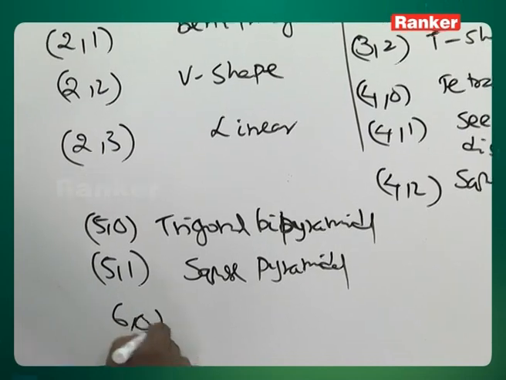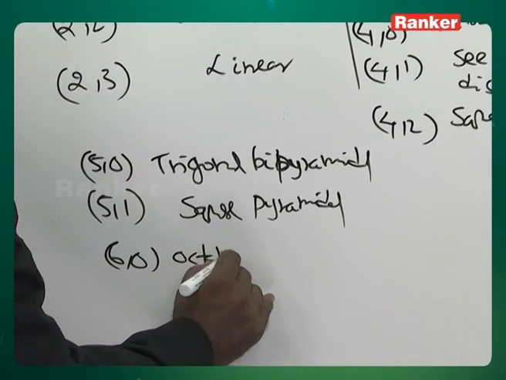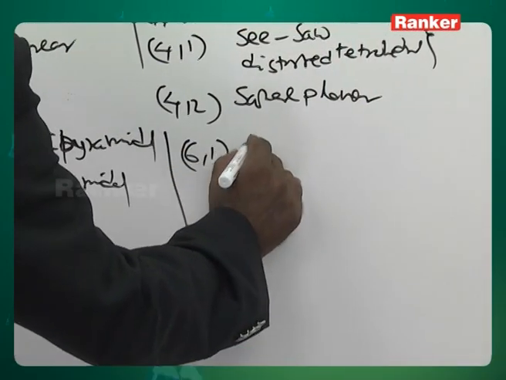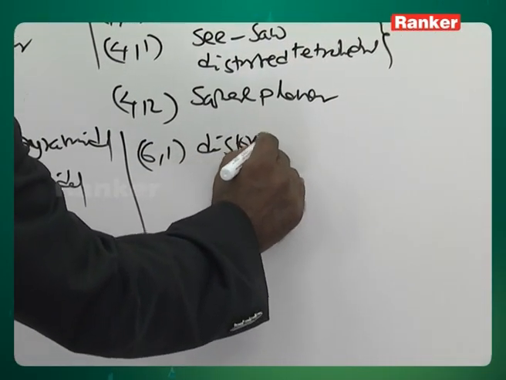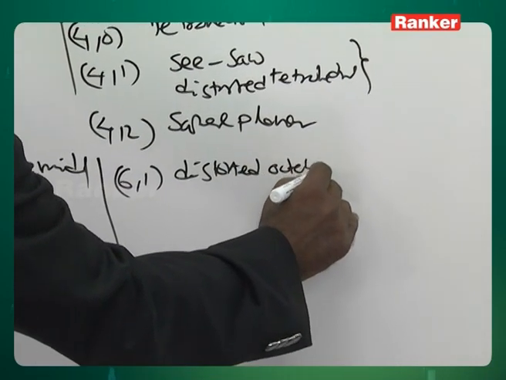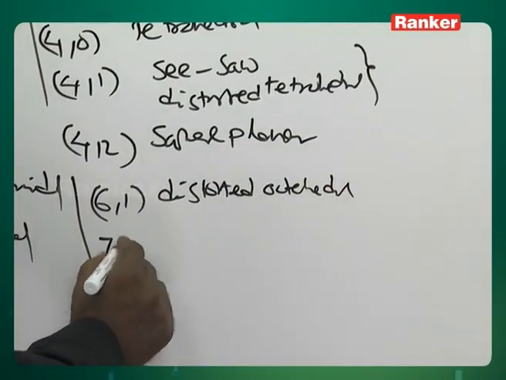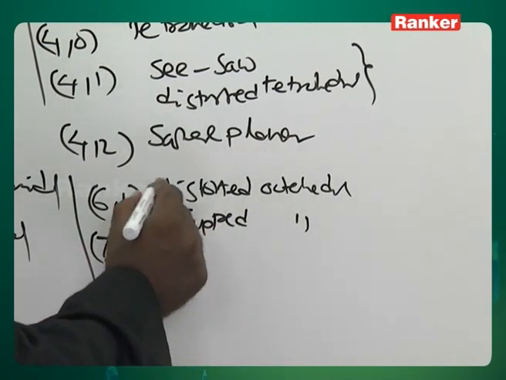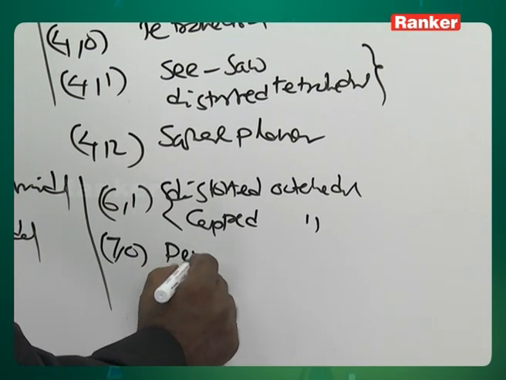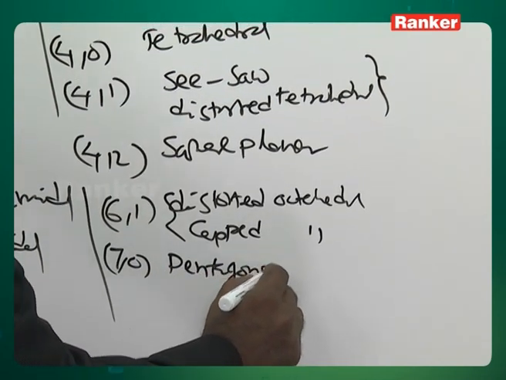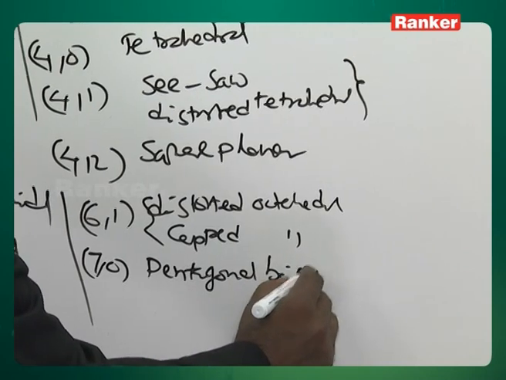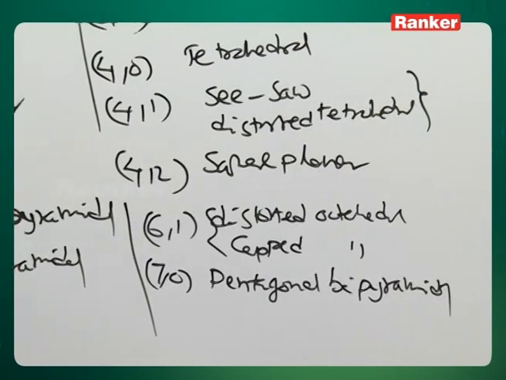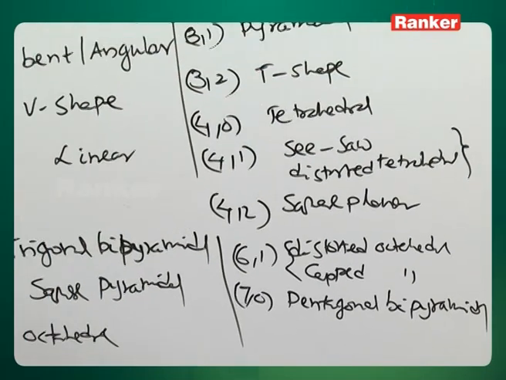6, 0 is octahedral. 6, 1 is distorted octahedral or capped octahedral. 7, 0 is pentagonal bipyramidal. Now, when I ask you the shape, don't tell me the actual shape.